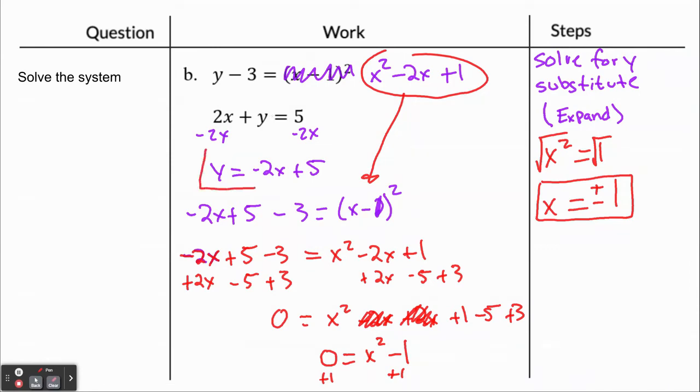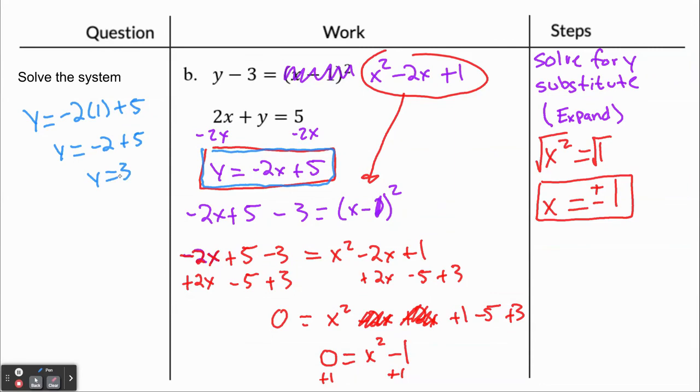I'm actually going to use this equation here, and because I'm running out of space and did not do this very neatly, I'm going to switch colors again. So I'm going to plug in both of my x values to find both of my y values. If I plug in 1, I get y equals negative 2 times 1 plus 5, which gives me y equals negative 2 plus 5, so y equals 3. So when x is 1, y is 3.